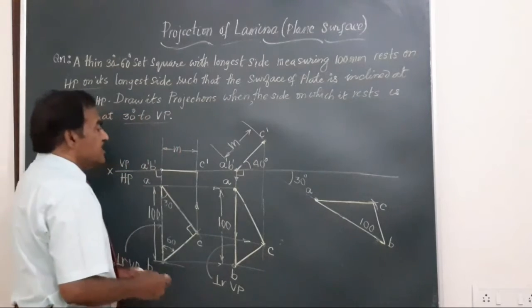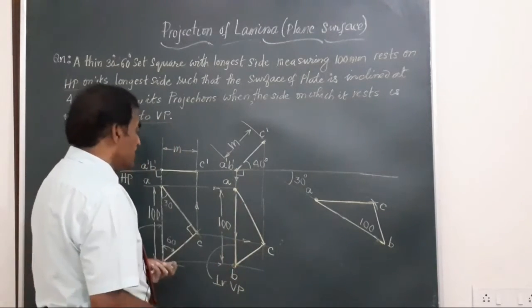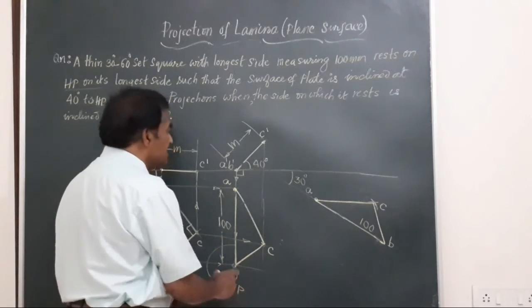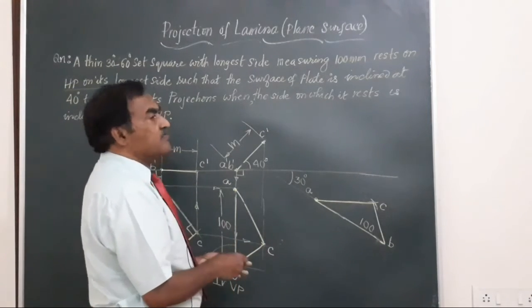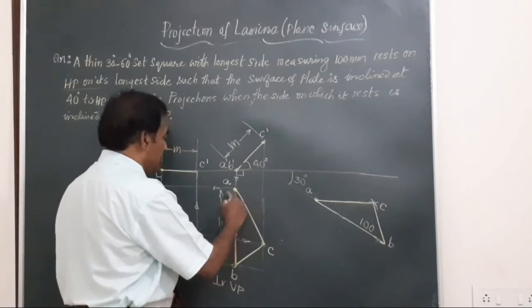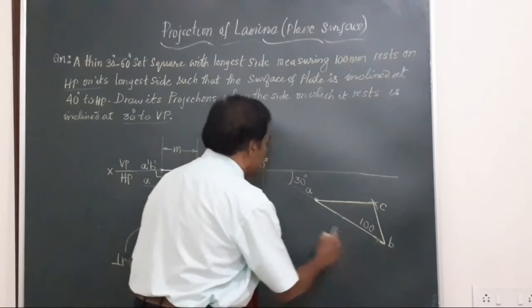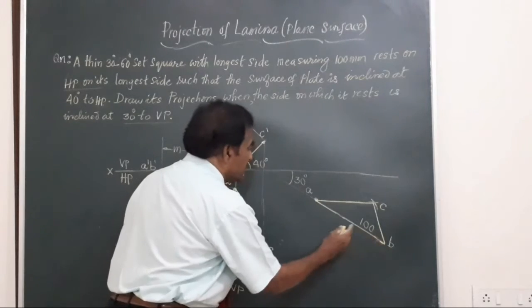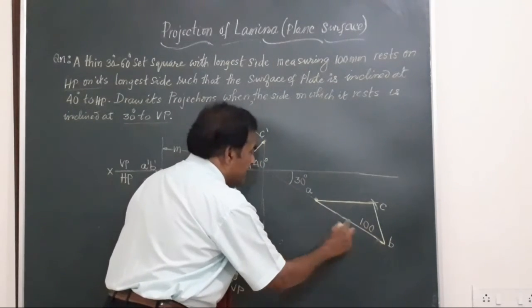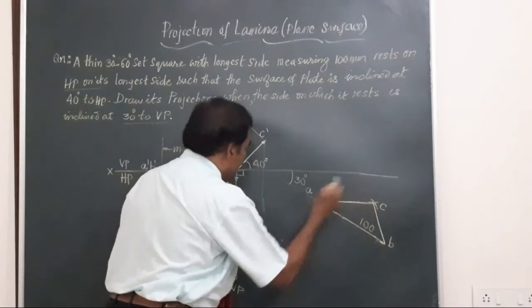So friends, you can see in this top view that this side is vertical, but he says in the question it has to be at an angle of 30 degrees to VP. So I am going to redraw this figure ABC here such that this side AB measuring 100 mm is on that line, inclined at 30 degrees, and you have to obtain the point C.